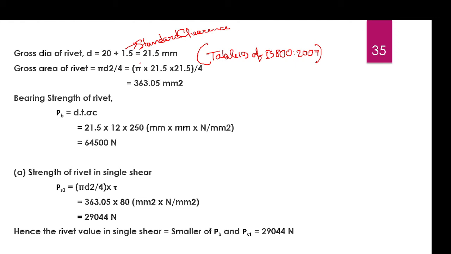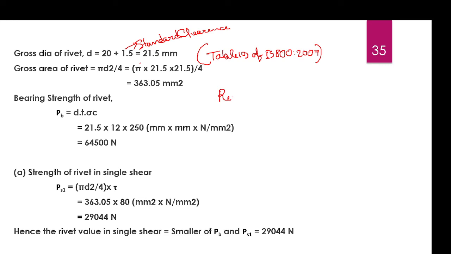Okay, so we have the gross diameter of the rivet as 21.5 mm, and we can calculate the gross area of rivet with the help of this diameter, that is pi d square by 4, and putting the value of d as 21.5, we can have the gross area as 363.05 mm square.